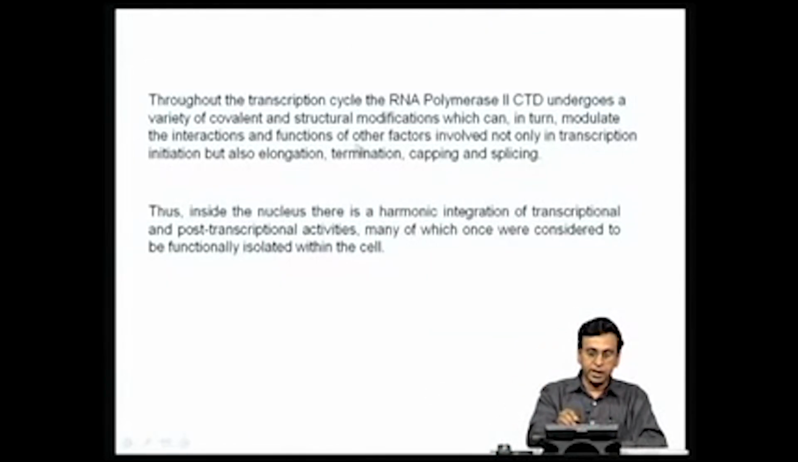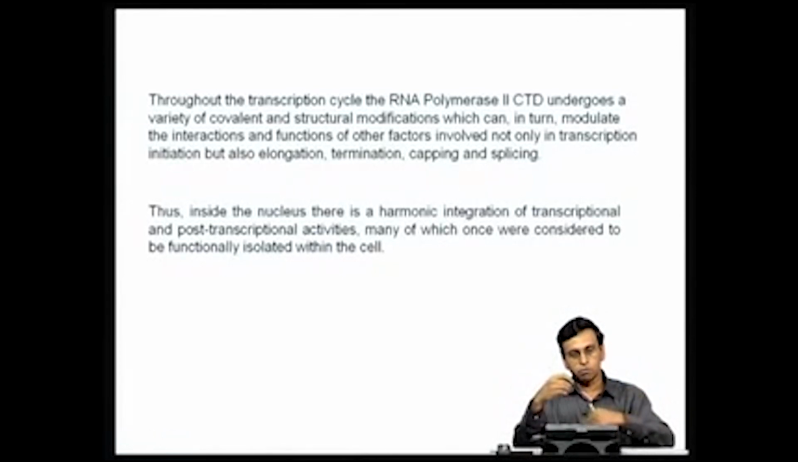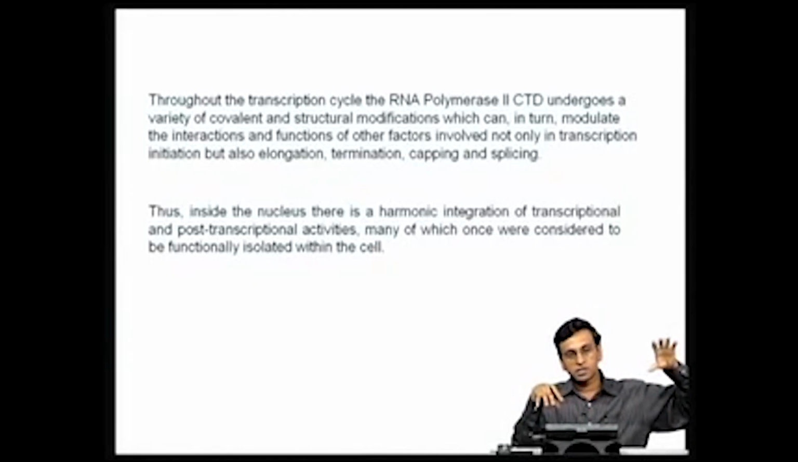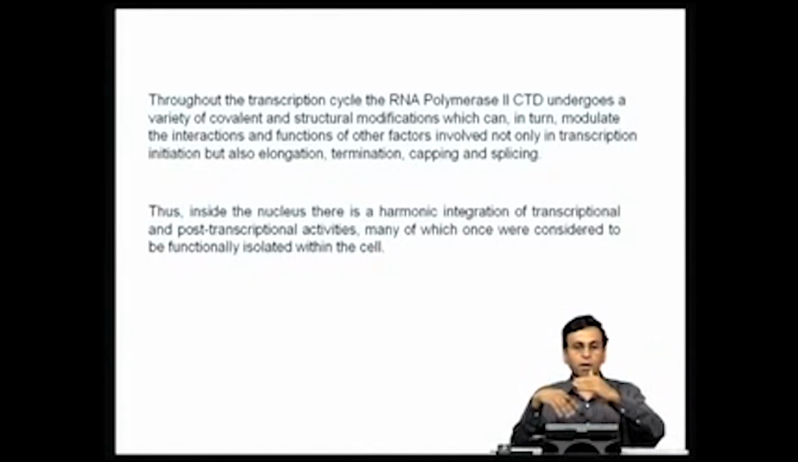So, throughout the transcription cycle, the RNA polymerase II C-terminal domain undergoes a variety of covalent and structural modifications, which can in turn modulate the interactions and functions of other factors involved not only in transcription initiation but also elongation, termination, capping and splicing. So, this whole thing is a very dynamic process. Many residues of the CTD are getting phosphorylated, dephosphorylated, and depending upon which residue is getting phosphorylated or dephosphorylated, it interacts either with capping enzymes or splicing enzymes or with polyadenylation enzymes. Throughout transcription elongation and termination, the CTD is undergoing dynamic changes of phosphorylation, dephosphorylation and differential protein-protein interactions.